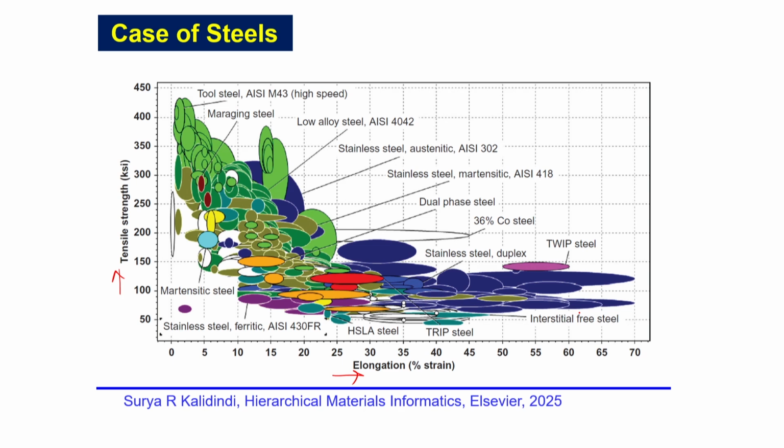Can I break away from this? This is my banana, right? You can see here what the banana curve looks like. So, can I break away from this? Go here, go there, right? I can have material with high strength and high ductility. Is it possible? Yes, it is possible, and that is what material informatics can allow you to do.